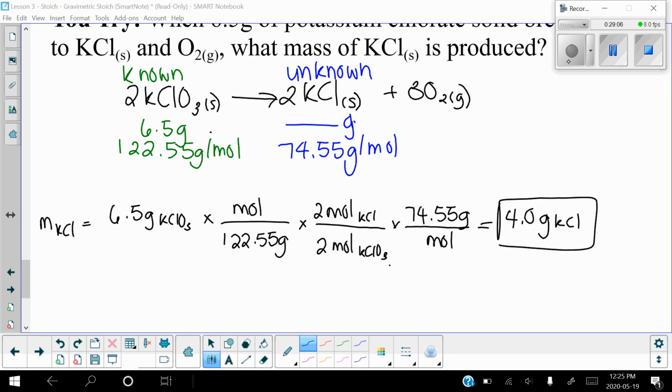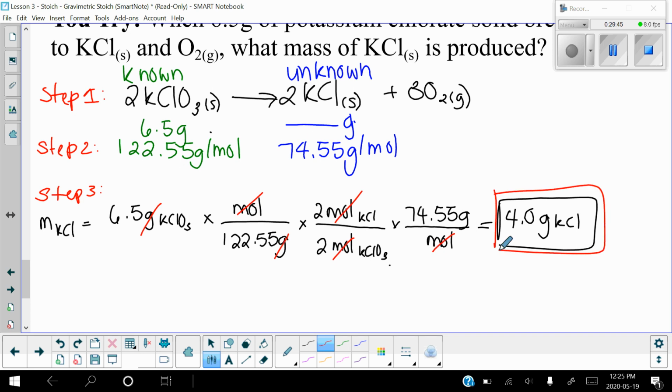Okay, so here's what I did. Step 1 was I wrote a balanced reaction. Step 2 was list my known and unknown. Step 3 was my Stoich statement. I started off with my known. I used molar mass to convert it into moles. Then I used my molar ratio to convert it into moles of my unknown. And then I used molar mass to convert it into grams. And once I plugged everything in, I get a final answer of 4.0 grams of potassium chloride.